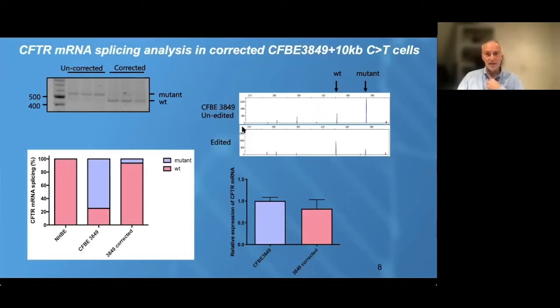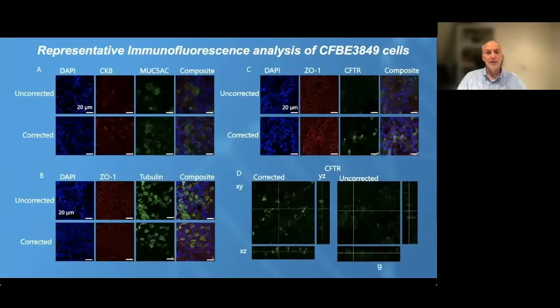This was quantified by fragment length analysis by electropherogram, and you can see by quantification that we increased the wild type transcript to more than 80% in the edited cells. So the next question is, does this successful restoration of splicing lead to an increase in the CFTR protein.